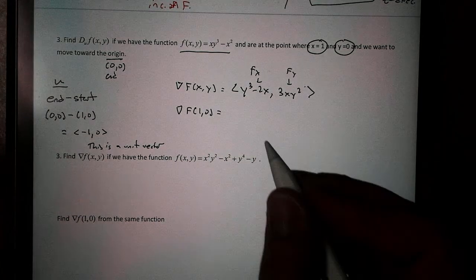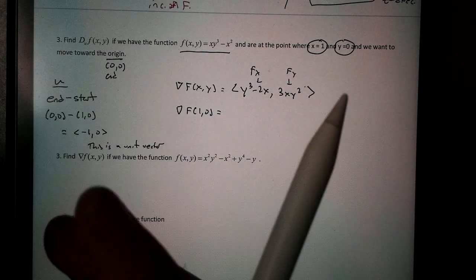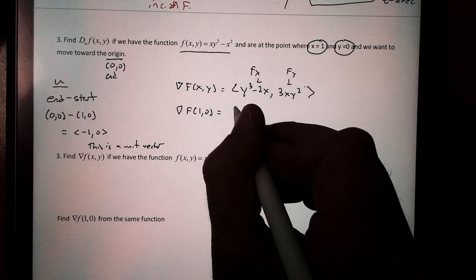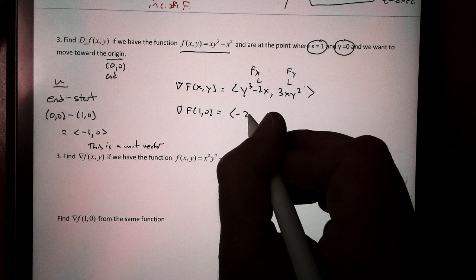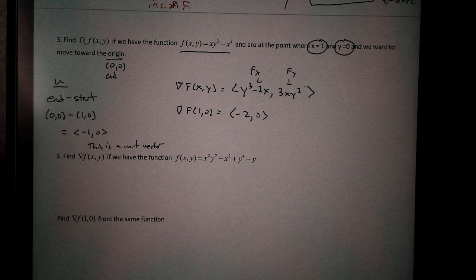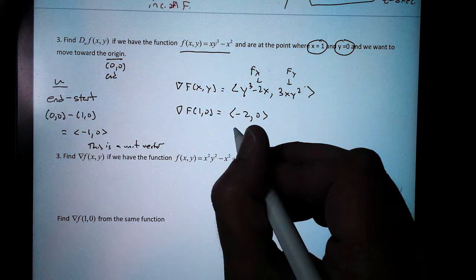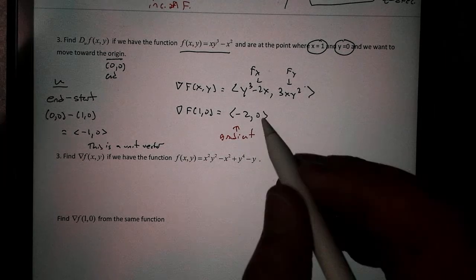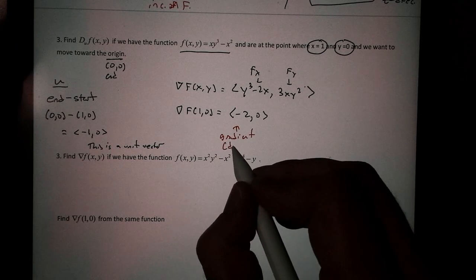So what this is going to tell me, at (1, 0), is what's going to get me up the hill the steepest. Plugging in (1, 0), that just becomes (-2, 0). So heading in this direction will get us up there the steepest. Remember, that's what this tells me. This is that gradient, and it gives me the direction of maximum increase.